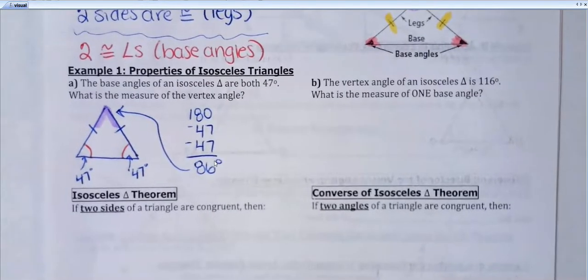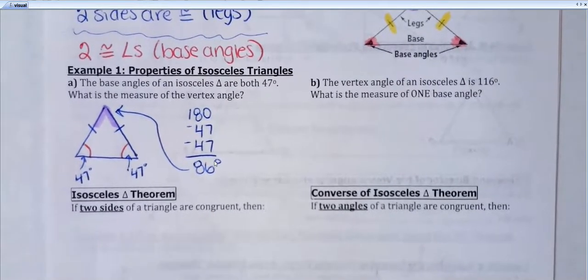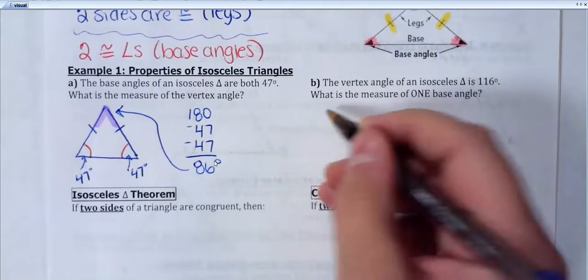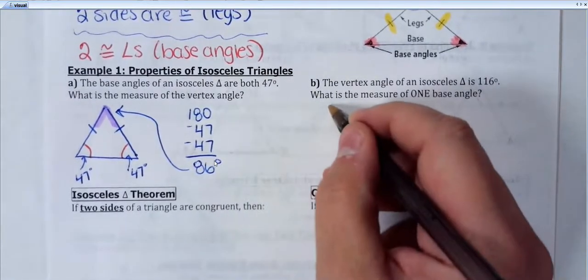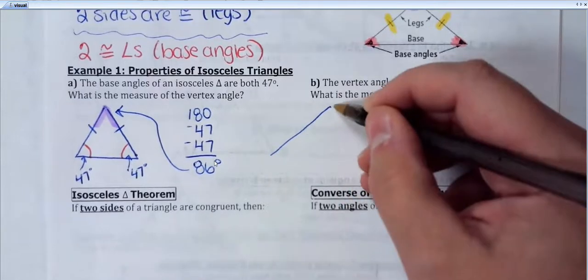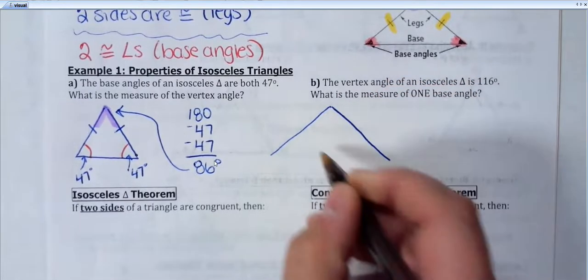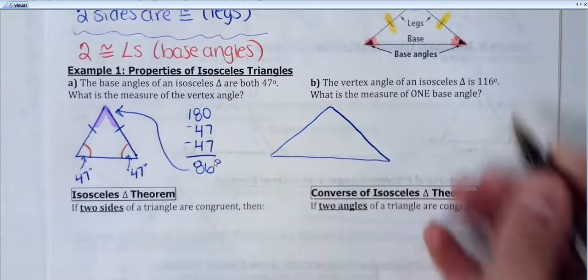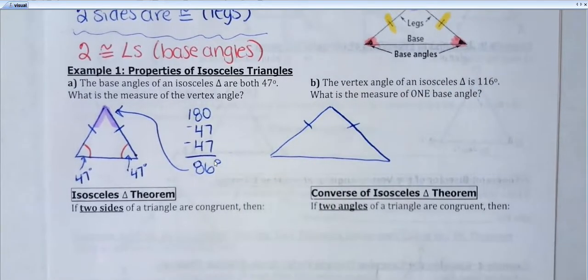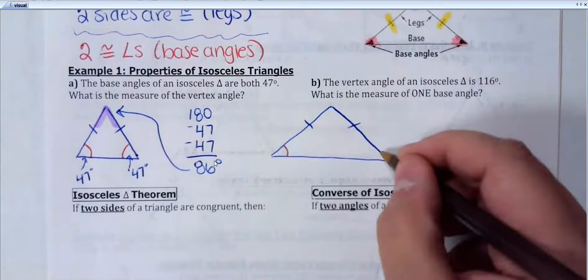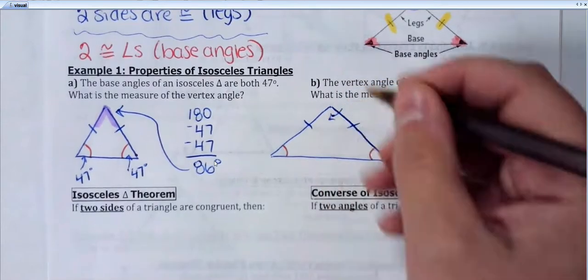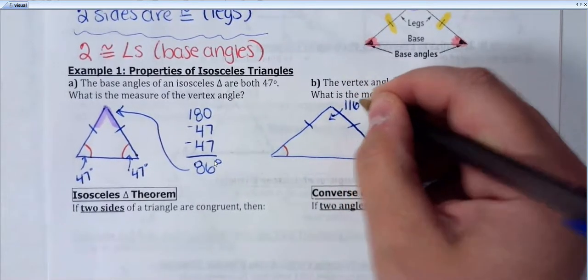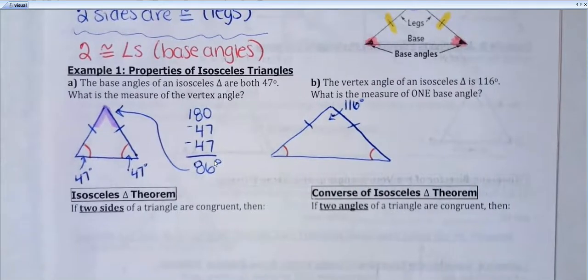Now this is a very similar question, but it gives you a little different information. It says the vertex angle of an isosceles triangle is 116. I'm going to try to draw this kind of wide. This is not going to be good, sorry. Two sides are the same here, so the two angles across from those sides are congruent. The vertex angle is the one that's not like the others, so that would be 116.